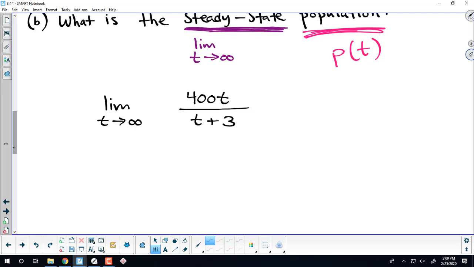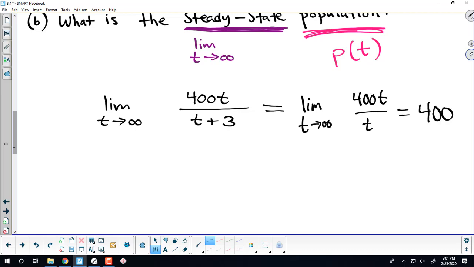Steady state population is... What is it? Does it keep going forever? Could we compute a limit at infinity? Leading terms. It's a rational function, right? You've got a linear over a linear, so we just look at leading term over leading term. What's the limit at infinity? 400.